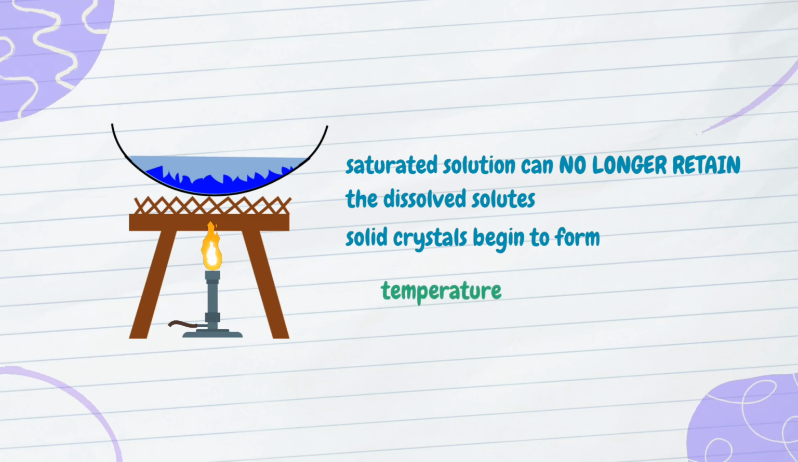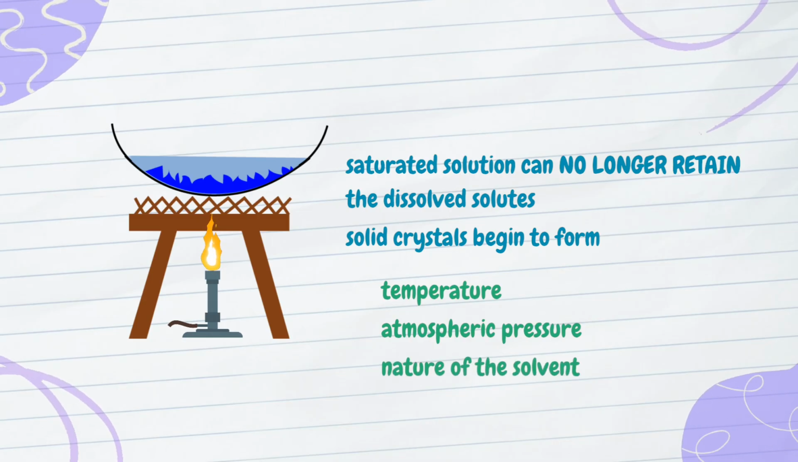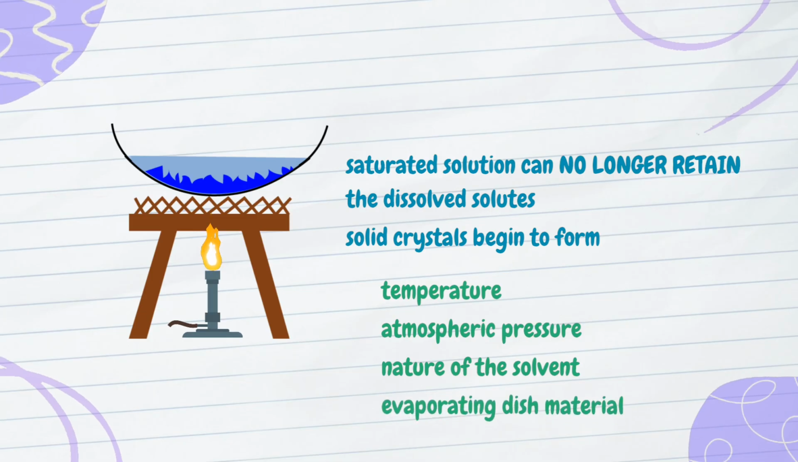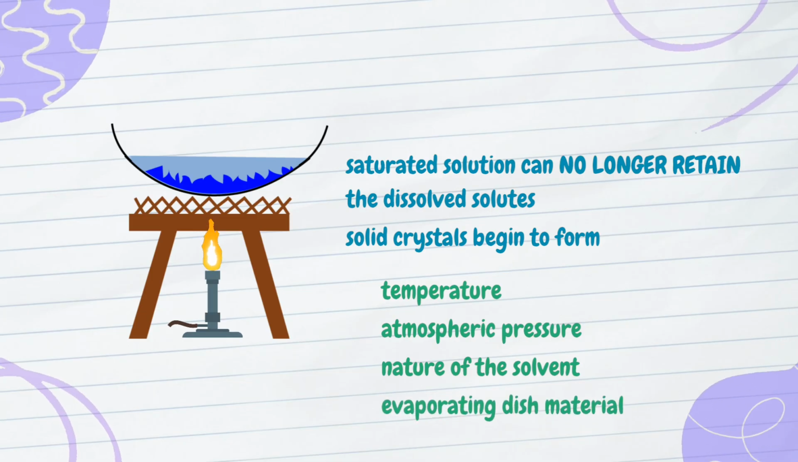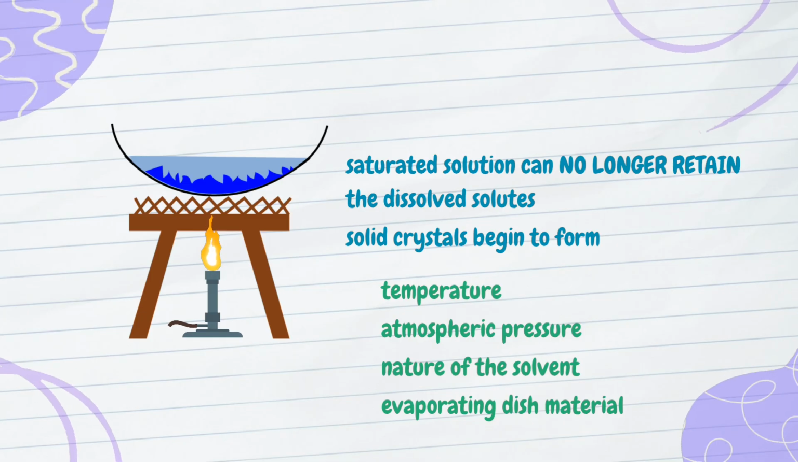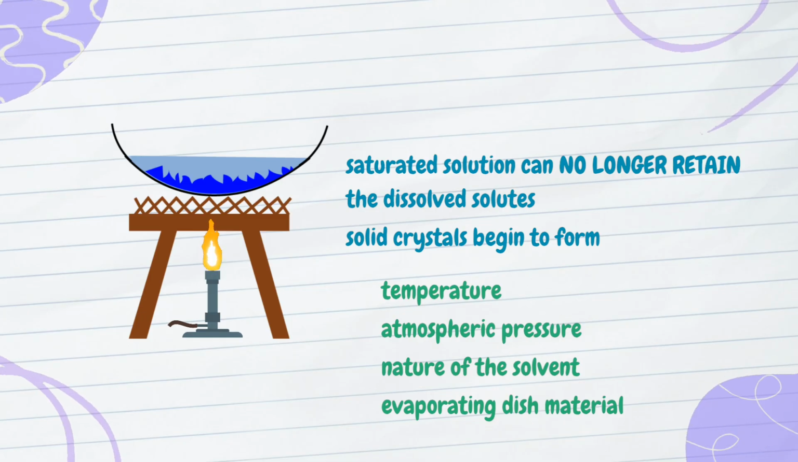Factors such as temperature, atmospheric pressure, and the nature of the solvent all play crucial roles in determining the success of the process. Furthermore, it is worth noting that the choice of the evaporating dish material can impact the outcome. For instance, materials with high thermal conductivity can expedite the evaporation process. Additionally, the size and shape of the dish influence the rate of solvent evaporation.